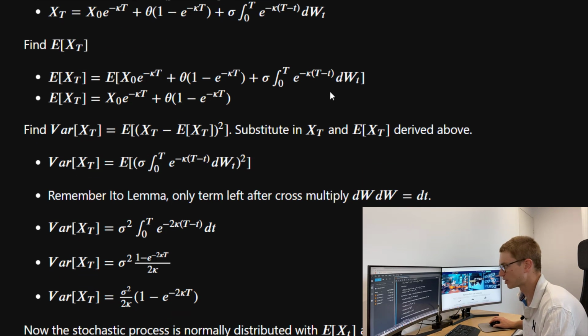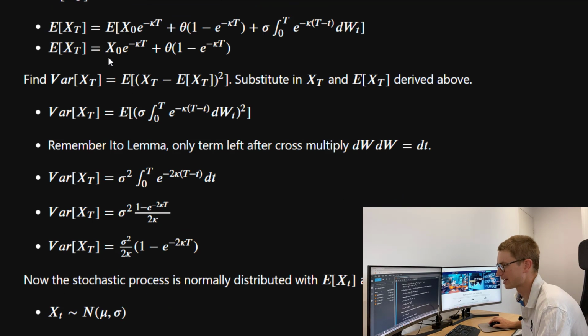So the expectation is really simple. All we do is drop off this dynamic diffusion term here, because the expectation of the Wiener process is 0, and then what we're left with is the drift term that we had in that Ito process. Now for the variance, all we need to do is take the expectation of the square of Xt minus the expectation of Xt. So all you need to do is substitute in Xt and E[Xt] from above, and then you're left with essentially the diffusion part, the Ito integral of the equation above.